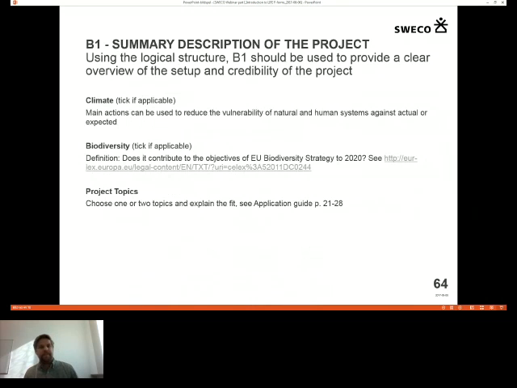We will go further into the rest of B1. If you have opened B1 already, you will see that there are two parts which cover climate and biodiversity. Is your project climate related and is it biodiversity related? And then you're able to tick a box if you think your project is climate or biodiversity related, and then you'll have to explain why so. These two open for quite some creativity, I would say, in terms of what's climate related and what's biodiversity related.